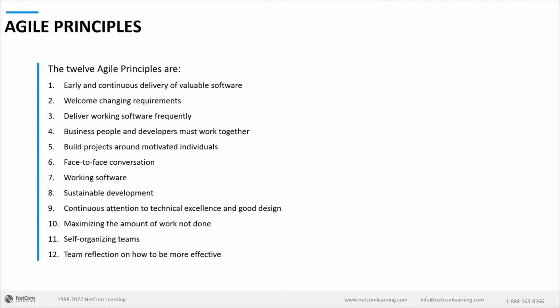Early and continuous delivery of valuable software. So in the world of Agile, there's a document that is supposed to be created by the product owner, the one who represents the customer. This document is called the prioritized product backlog, a list of features that is supposed to be delivered by the project team. This includes user stories.